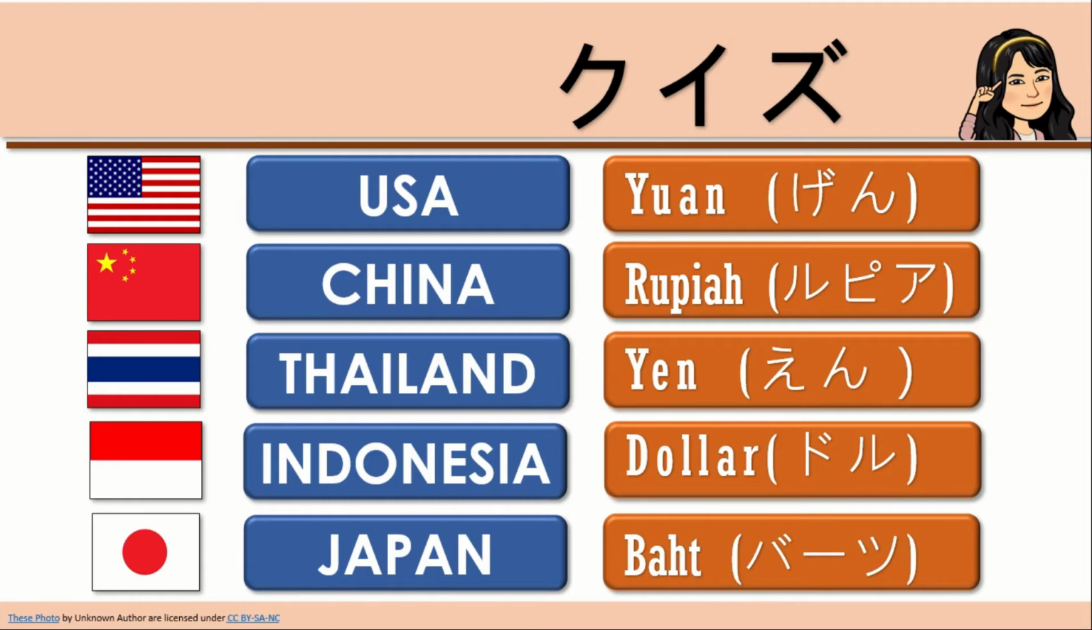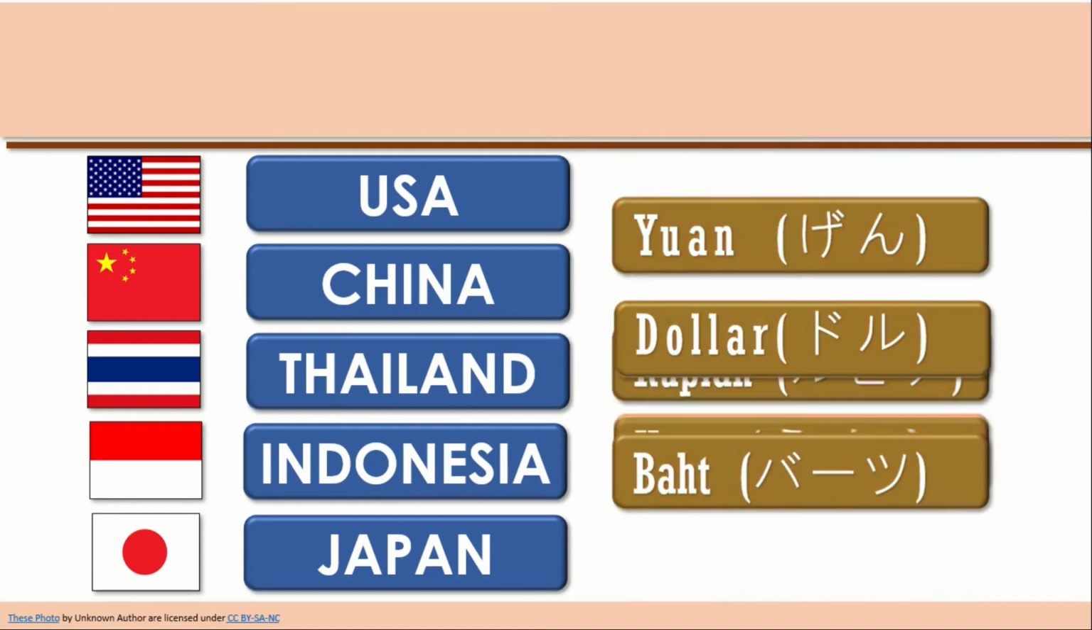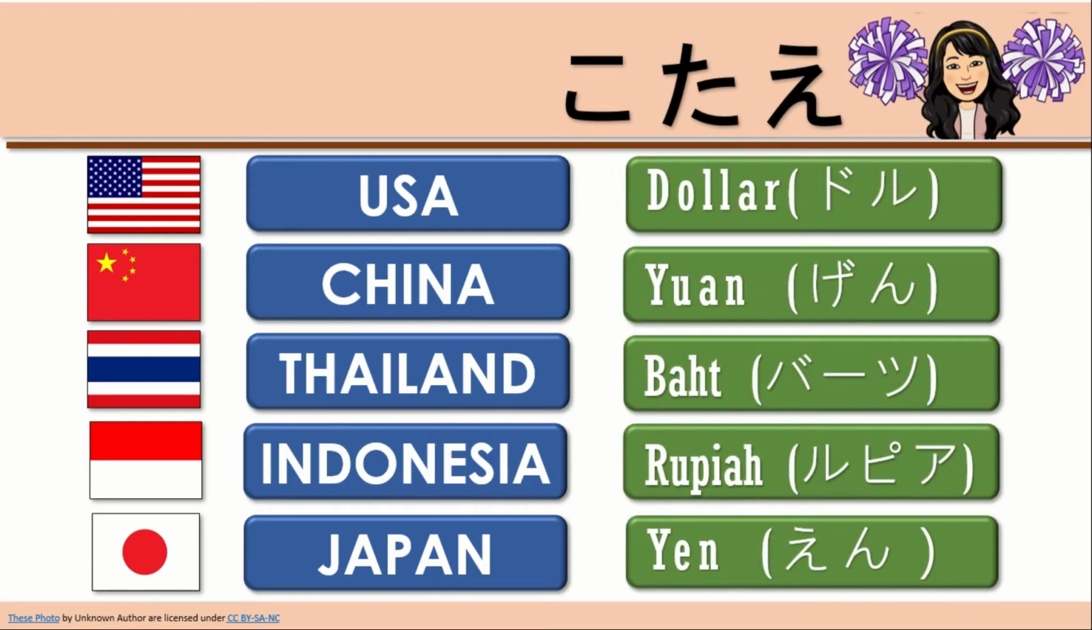Minasan, 終わった? Are you done? Alright, let's reveal the answers. 答えははい. So this is the answer. For USA, the currency is dollar. You have here in Nihongo, doru. China has the currency of yuan, Nihongo, gen.